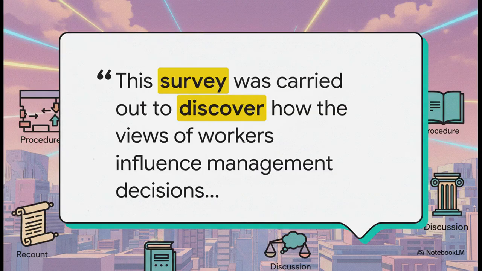Here's a perfect example of that orientation stage in action. This sentence tells us exactly what happened, a survey was carried out, and why, to discover how worker views influence decisions. Boom! Your reader knows exactly what's going on from the very first line.